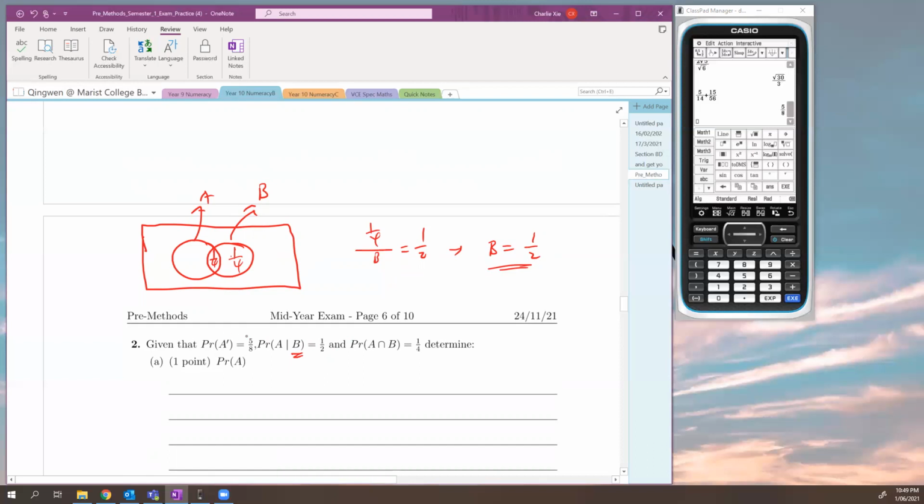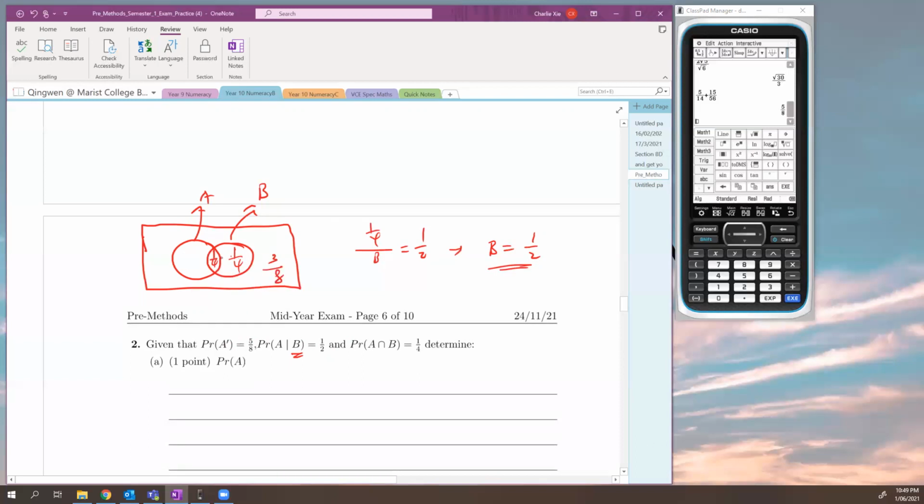And then we know A prime is 5 out of 8. A prime means not A. So anything except A is 5 out of 8. So this is 1/4, which is 2 out of 8. 5 out of 8. Anything that is not A would be 5 out of 8. That's 2 out of 8. So we take this away, which means this is 3 out of 8.